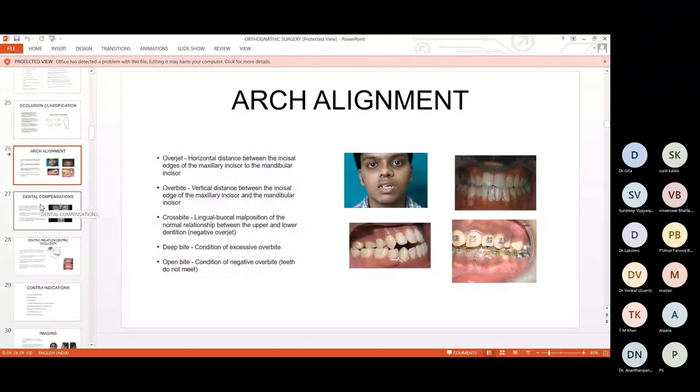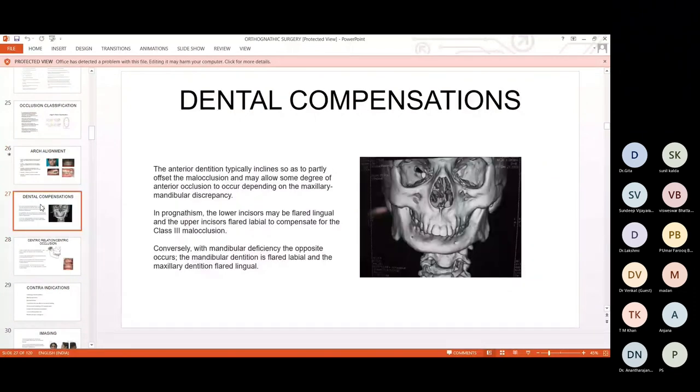Whenever we do that, we do something called dental compensations. In prognathism, the lower incisors may be flared towards the tongue side and the upper incisors are flared labially to compensate for the class 3 molar occlusion. Conversely, in mandibular deficiency, as you can see here, the mandibular dentition is flared labially, and the maxillary dentition is flared away from the lingual.